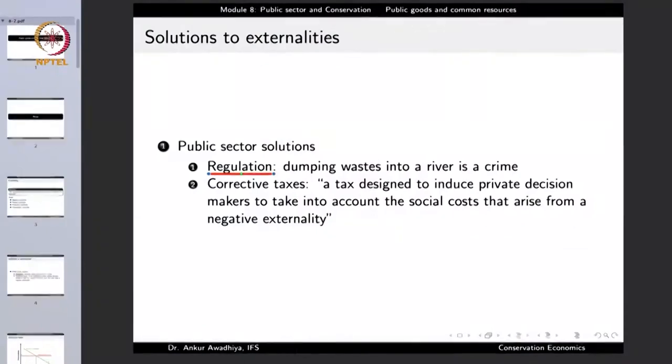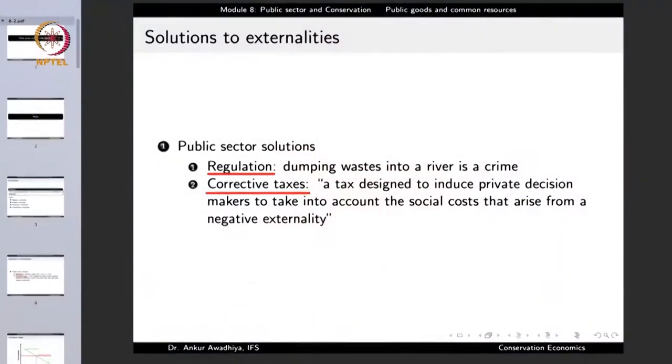Regulation. Another is corrective taxes, a tax designed to induce private decision makers to take into account the social costs that arise from a negative externality. Now, corrective taxes also go by the name of Pigouvian taxes. Corrective taxes or Pigouvian taxes are a tax designed to induce private decision makers to take into account the social cost that arise from a negative externality.